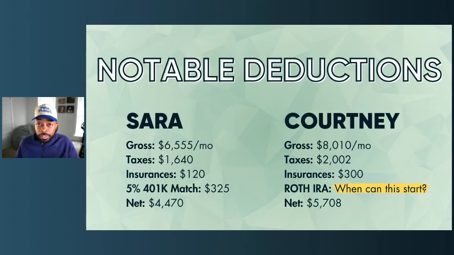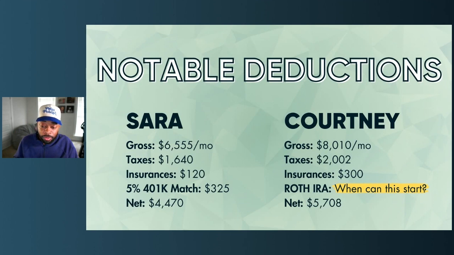So, notable deductions. And next we'll start going over their budget after we look at this. Sarah, her gross income, as you can see, is $6,555. Her taxes are $1,640. She has insurances of $120, and she's doing her 5% 401k match at $325 a month. And then they match her. So her total monthly investments are $650. That takes her net down to $4,470.